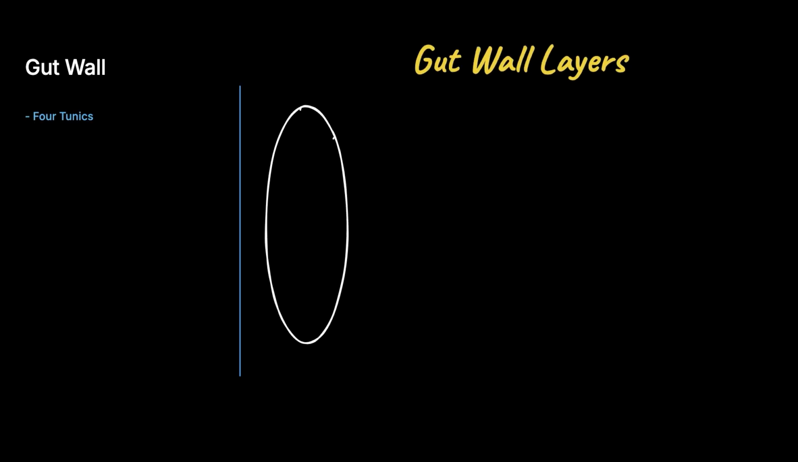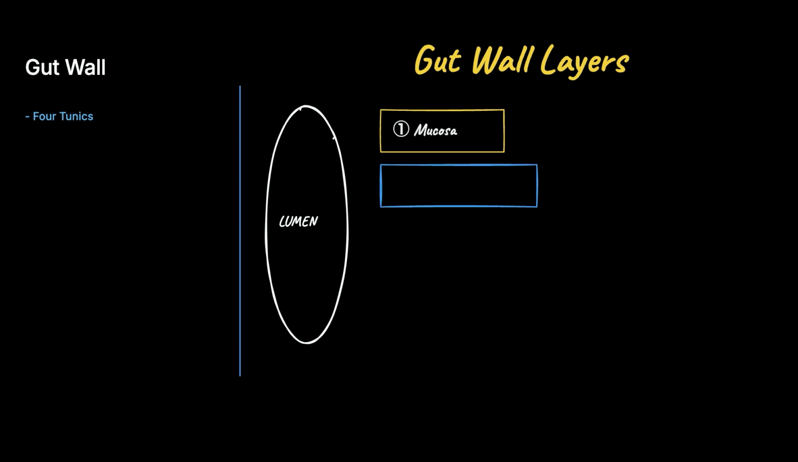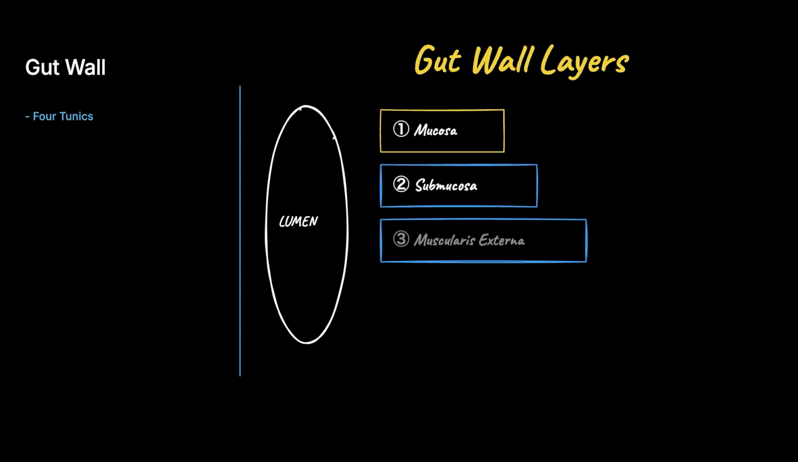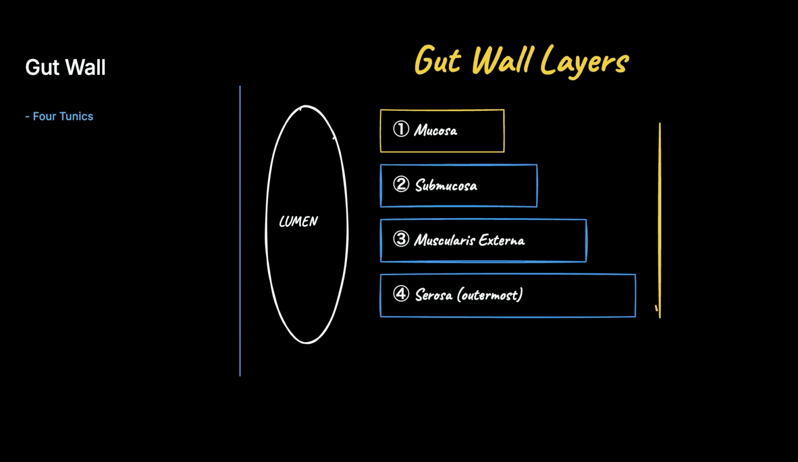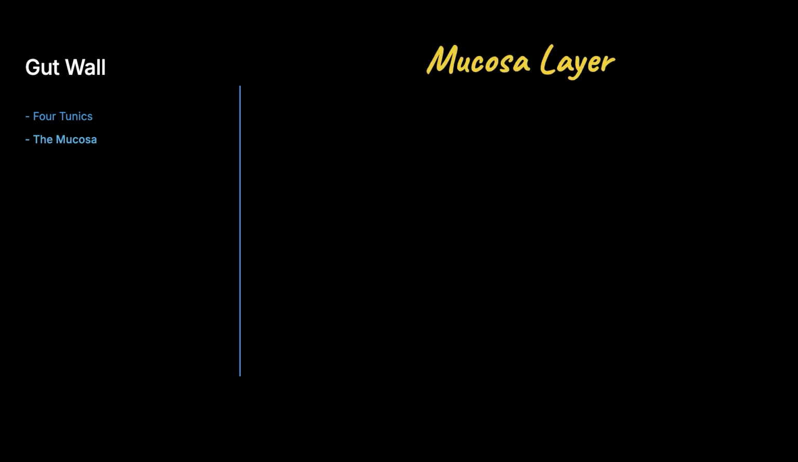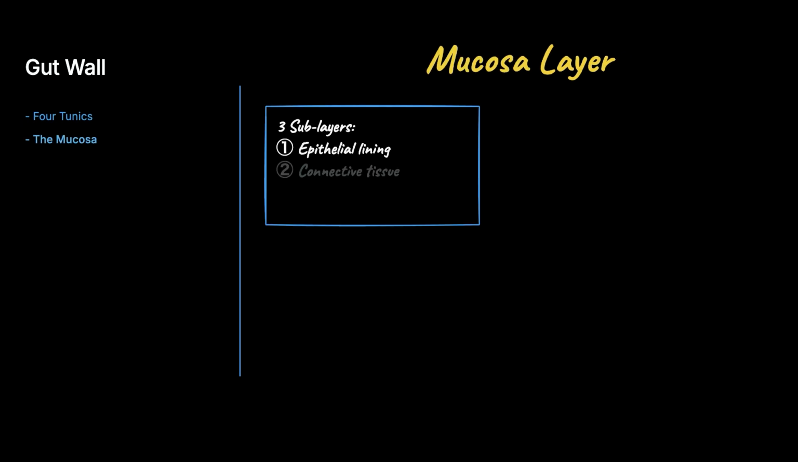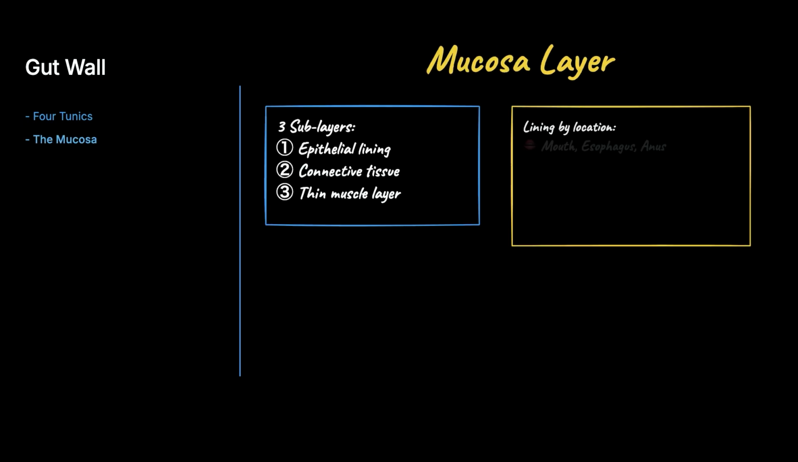Now let us zoom into the wall of the gut tube, because almost everywhere it has the same 4 layers. Knowing them from inside out is a classic exam question. Picture 4 coats around the hollow tube. From the lumen outward, they are the mucosa, the submucosa, the muscularis externa, and the serosa. The innermost layer is the mucosa, which touches food directly and handles secretion and absorption.